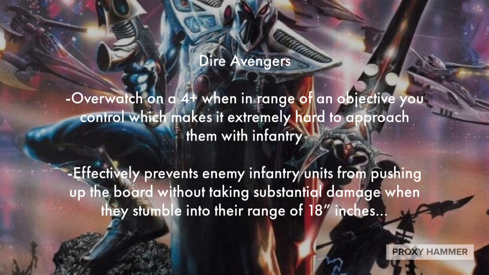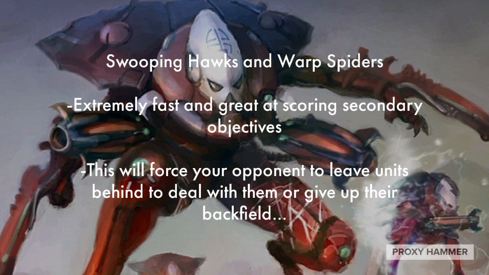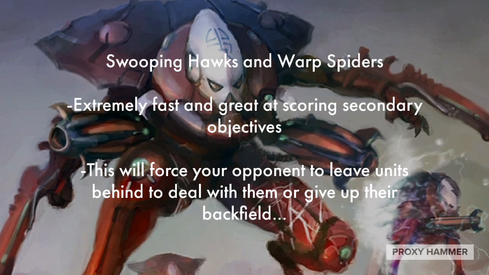So Dire Avengers are a very powerful denial tool in our army, and one of the key aspects to being able to control the board in 10th edition. Swooping Hawks and Warp Spiders are also key to controlling the board, but not in the same way Dire Avengers are. What I like about this Eldar index is we have a lot of different units that do a lot of different things, and if board control is their game, they do it in different ways. Whereas that wasn't really the case last edition. Last edition, we had a lot of units that essentially did the same thing.